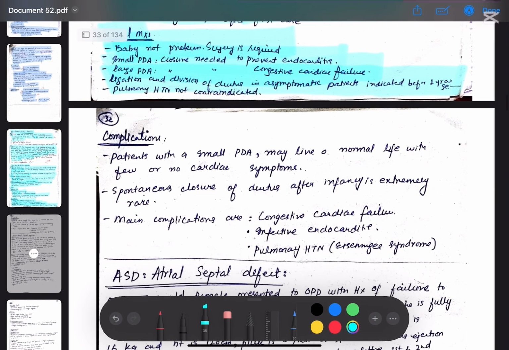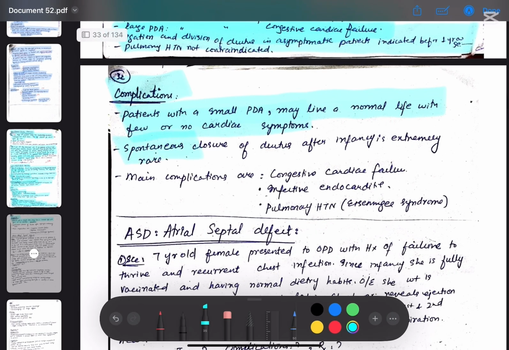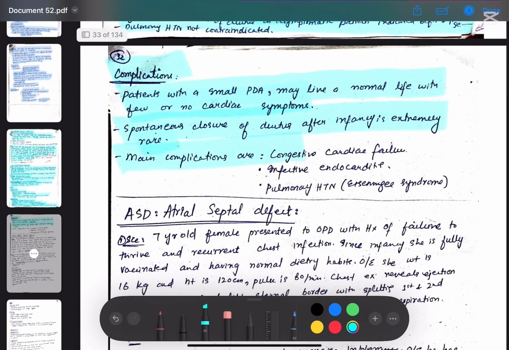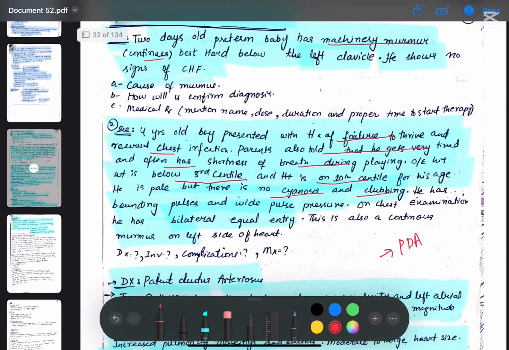The complications of PDA are that patients with a small PDA may live a normal life with few or no cardiac symptoms, while spontaneous closure of the ductus after infancy is extremely rare. The main complications are congestive cardiac failure, infective endocarditis, and pulmonary hypertension, that is Eisenmenger syndrome. So this was all about the PDA.